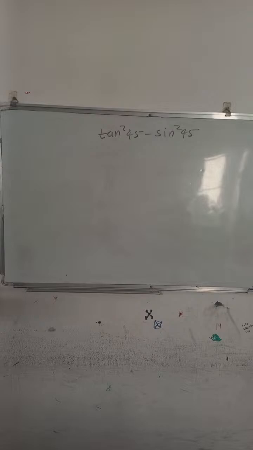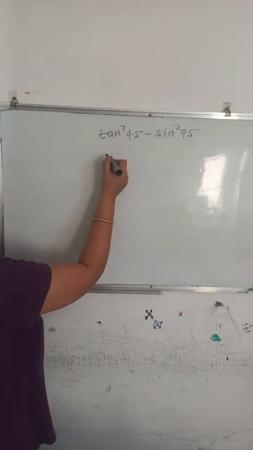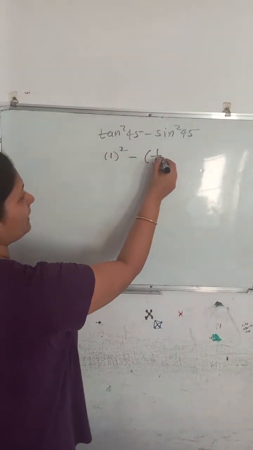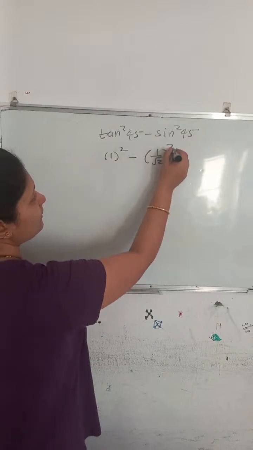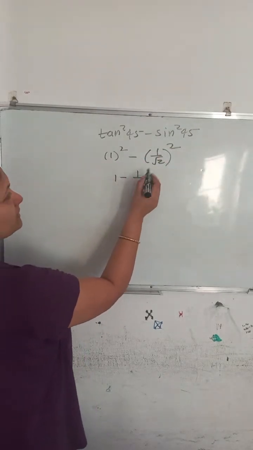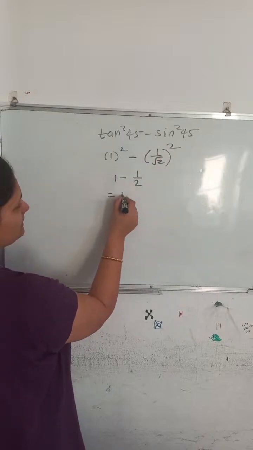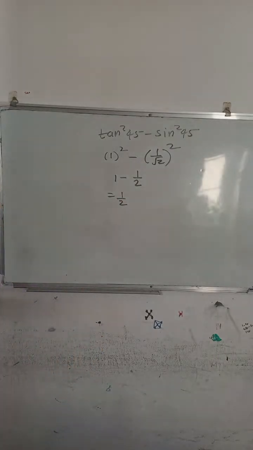Okay, so find out. For solving this question, you should know the angle values, then only you can find out. Tan 45 is nothing but 1, that is 1 square, and sin 45 is nothing but 1 by root 2, and here square is there. So 1 minus 1 square is 1 and root 2 square is 2, 1 by 2. So 1 minus half is nothing but half. The answer is half. Option C is the correct option. Getting?